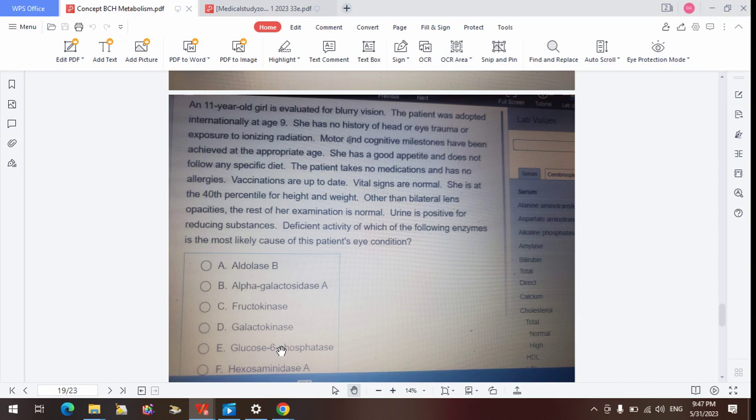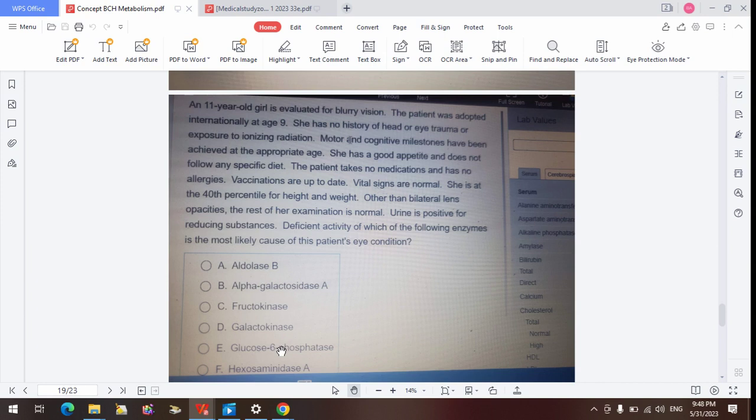An 11-year-old girl is evaluated for blurry vision. The patient was adopted internationally at age 9. She has no history of head or eye trauma or exposure to ionizing radiation. Motor and cognitive milestones have been achieved at the appropriate age. She has a good appetite and does not follow any specific diet. The patient takes no medications and has no allergies. Vaccinations are up to date. Vital signs are normal. She is at the 40th percentile for height and weight. Other than bilateral lens opacities, the rest of her examination is normal. Urine is positive for reducing substances. Deficient activity of one of the following enzymes is the most likely cause of this patient's eye condition.